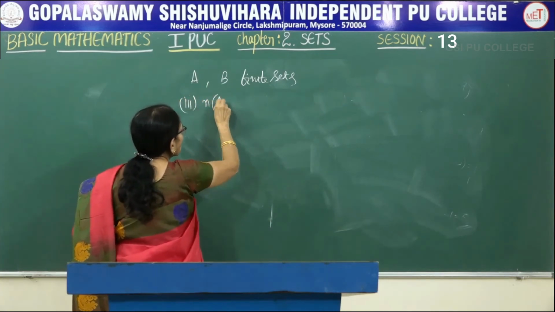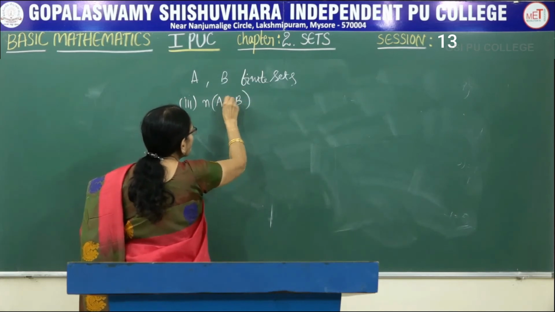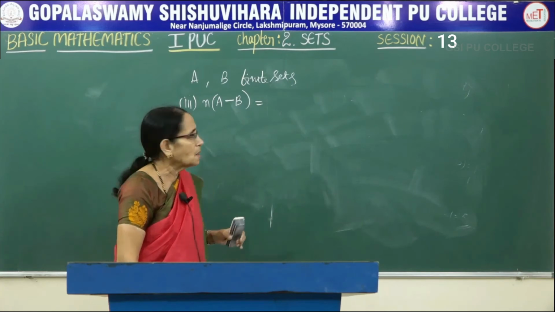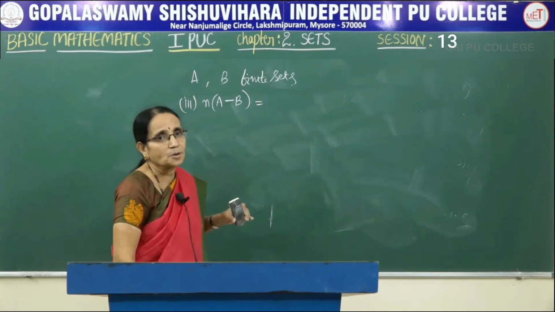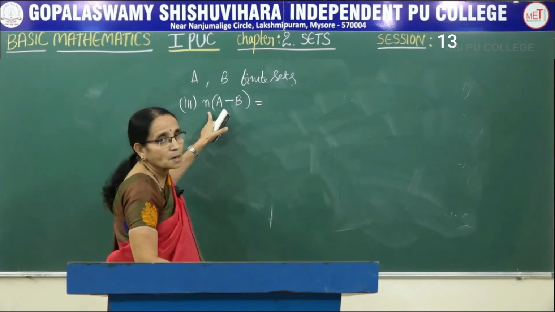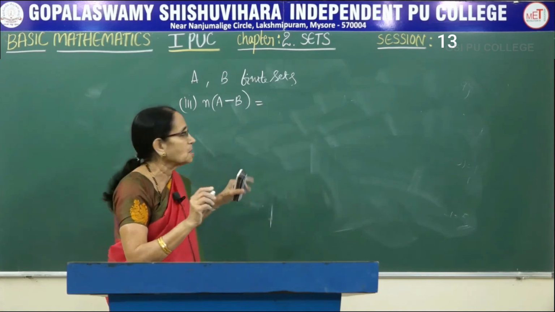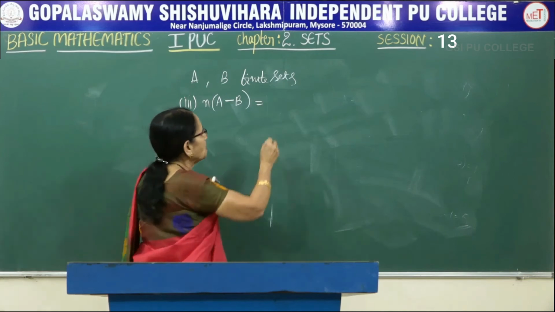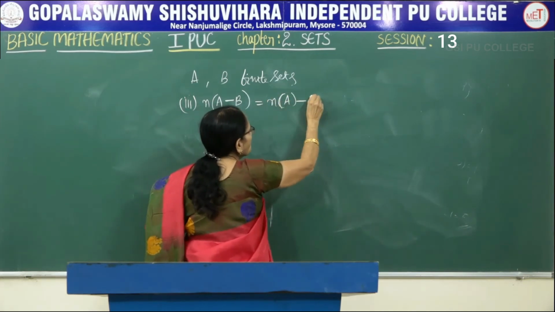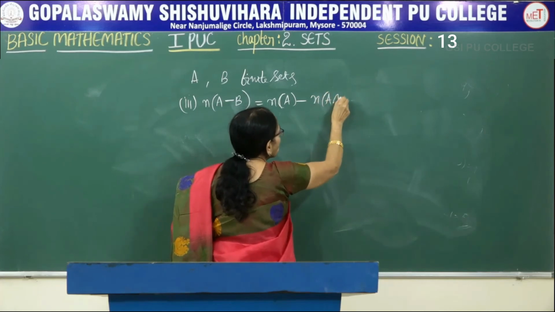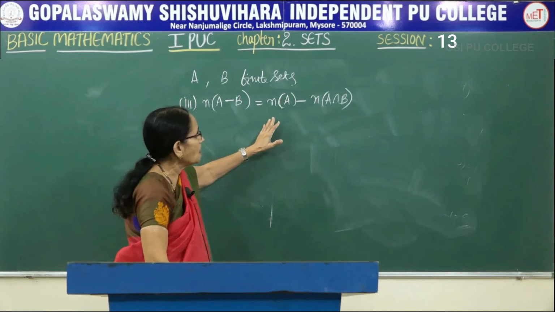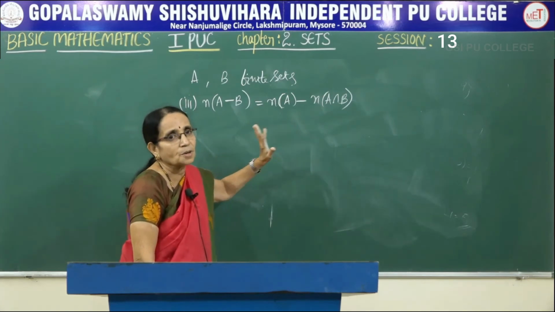Suppose you are finding the number of elements of the difference of A and B, N of A minus B. Of course, A and B are finite sets only. Whenever I use this cardinal number, they have to be finite sets. N of A minus B is obtained by the formula N of A minus N of A intersection B.